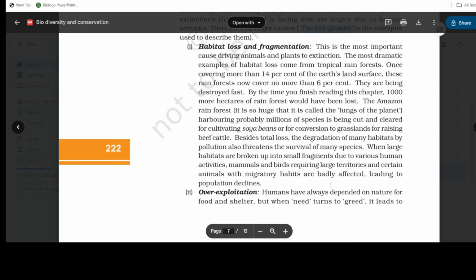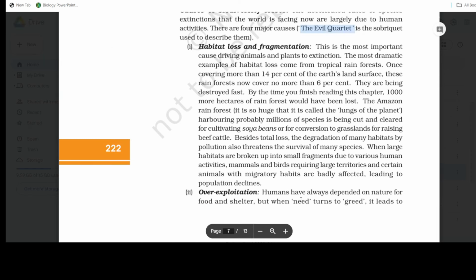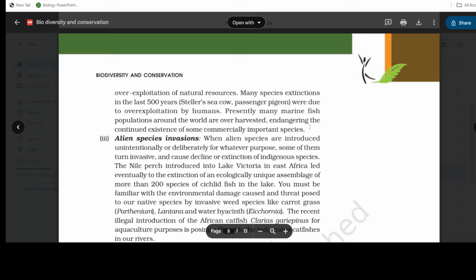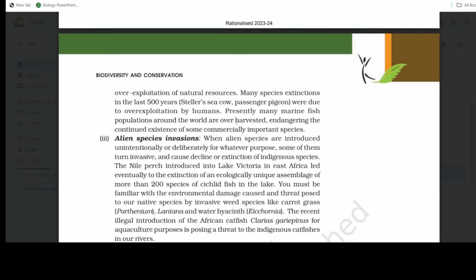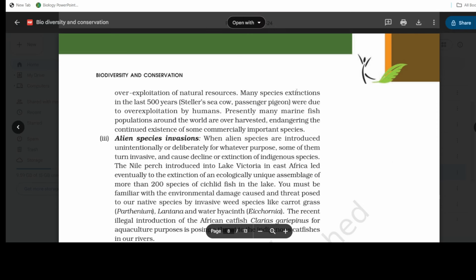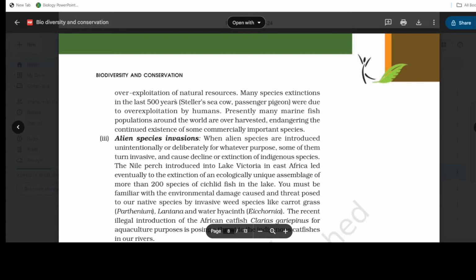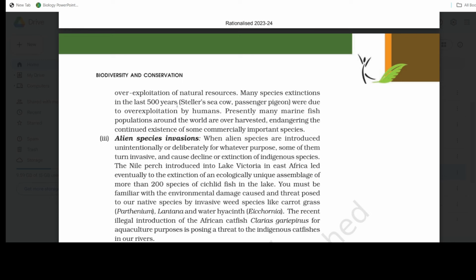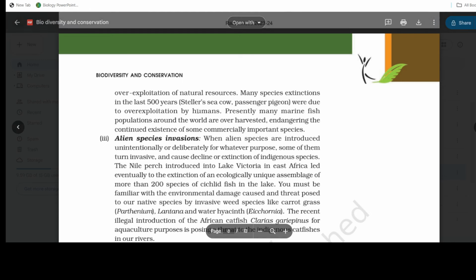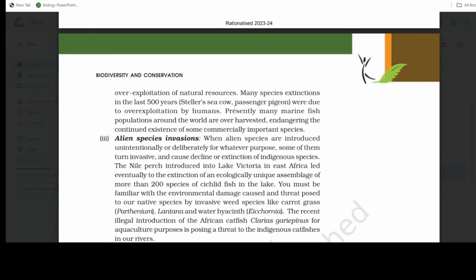Okay. Now, what is overexploitation? Humans have always depended on nature for food and shelter. Then our need turns to greed. It leads to overexploitation. So the example here is very, very important. Overexploitation has led to the extinction of many species in the last 500 years. Examples are Steller's sea cow and passenger pigeon, which went extinct due to overexploitation by humans. Remember these examples in your mind.